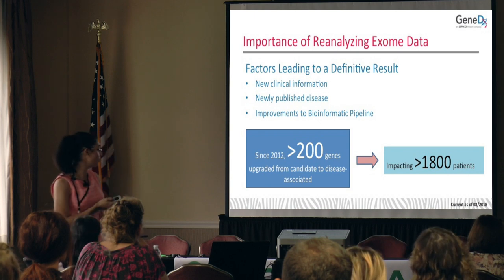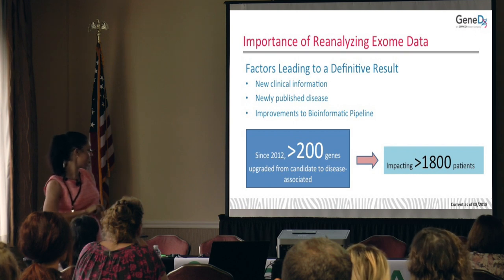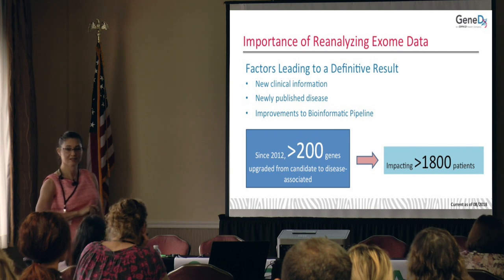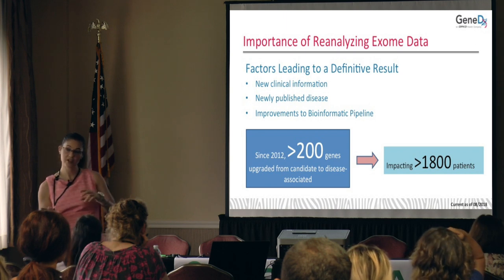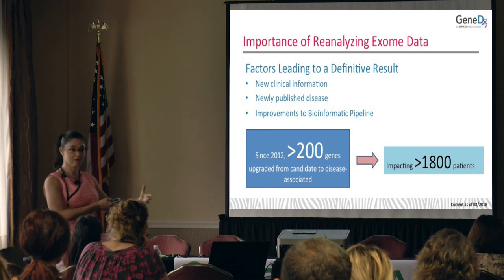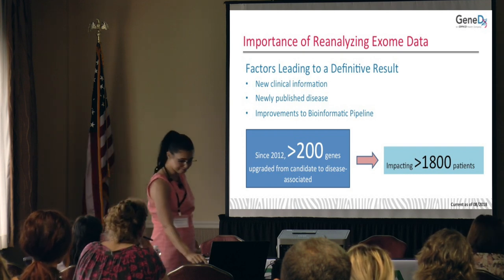And just as a side note, because I'm really proud of this, our company, GeneDx, has actually done this with 200 genes over the past 6 years. So we reclassified them into disease genes and published them in the literature. And then when we do that, we go back and we notify all the families because we have the database. Now we have more information about it, and so it's impacted over 1,800 patients so far.